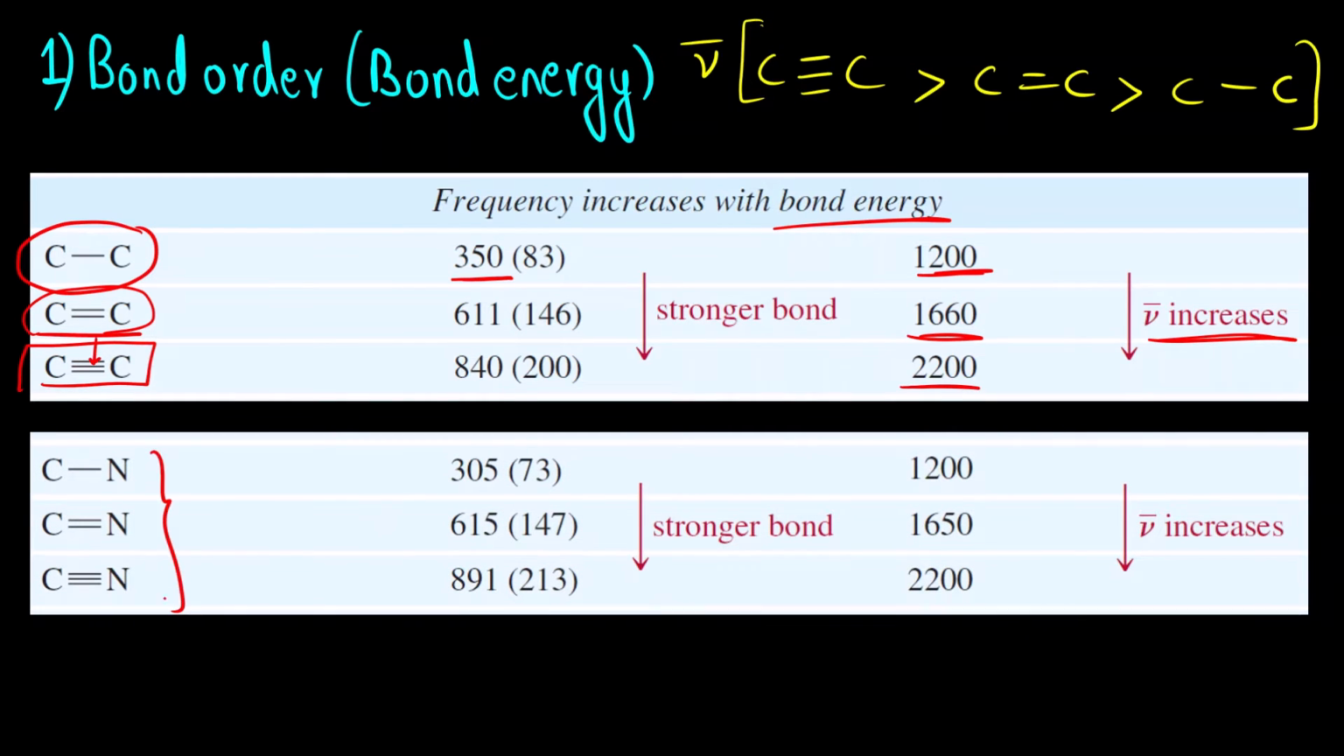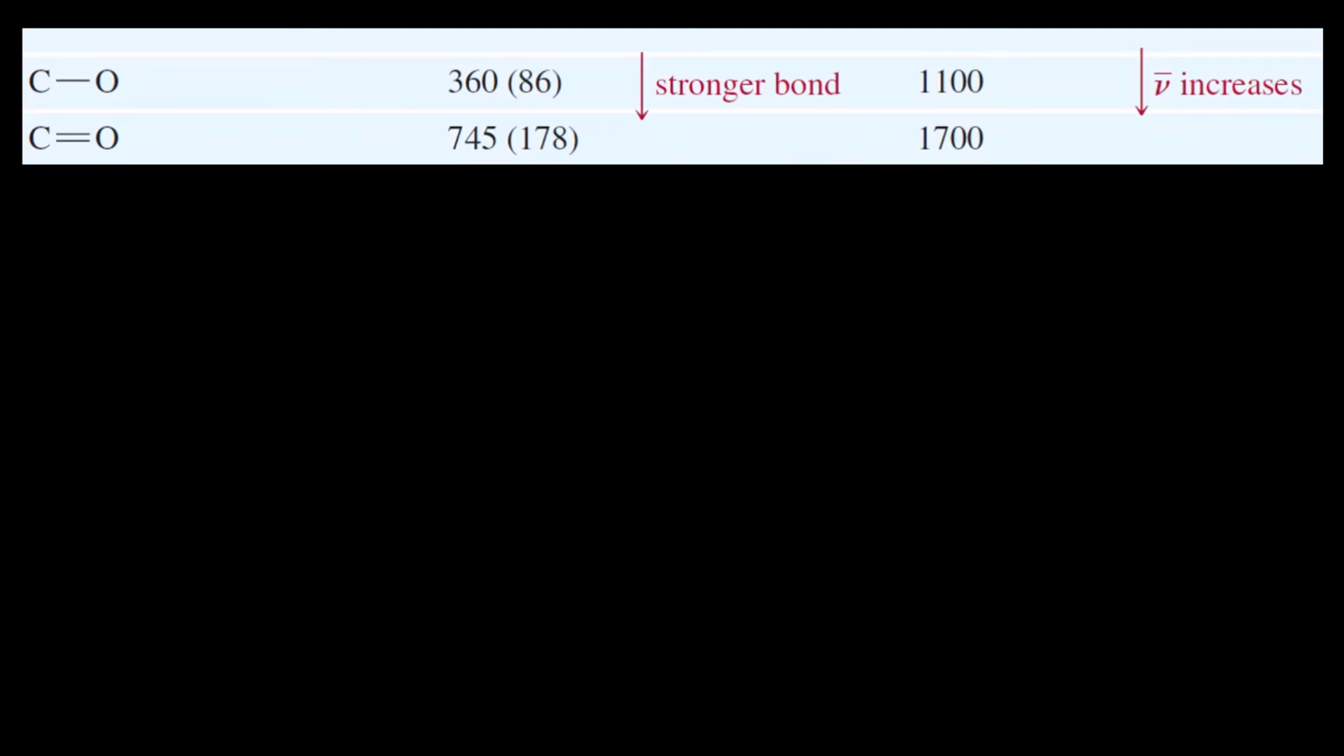Next, again the same concept is applied. Instead of carbon-carbon bond, here we have carbon-nitrogen single bond, carbon-nitrogen double bond, and carbon-nitrogen triple bond. Again, you can see the stretching frequency is increasing. 1200, then for two bonds it is 1650, then for the triple bond it is 2200. Okay, so this was it.